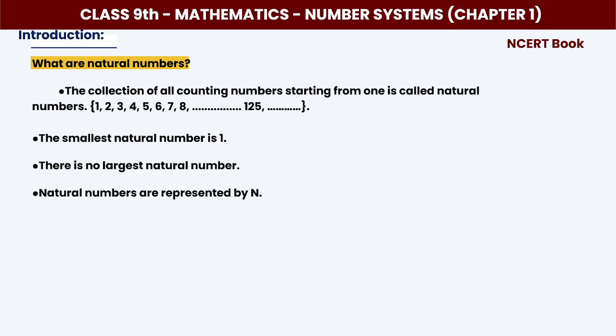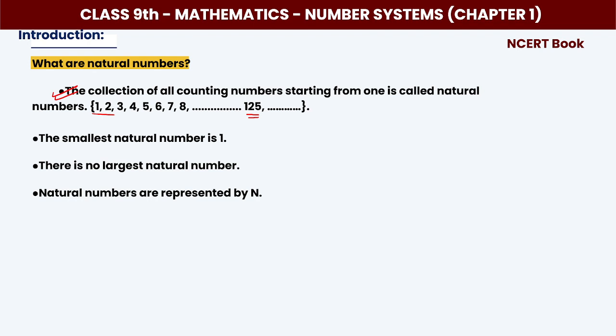Now, what are natural numbers? Natural numbers, it's very easy. We know the collection of all the counting numbers starting from 1 is called natural numbers. Starting from 1 and to infinity, right? कहाँ तक भी जा सकते हैं.